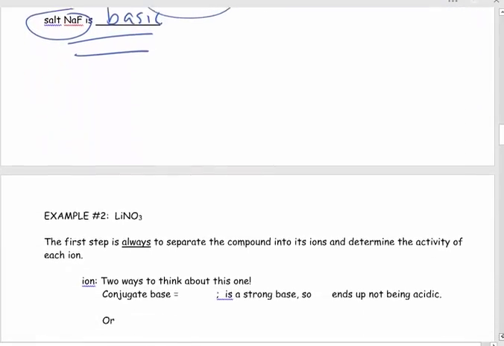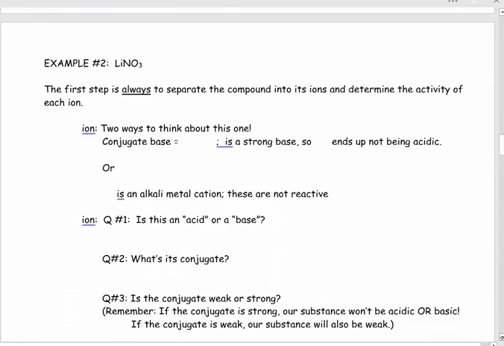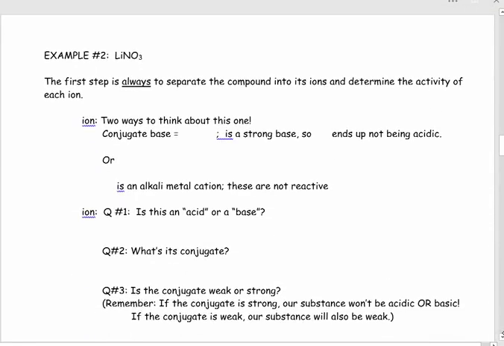So for the second example, we have lithium nitrate. So the first step, it says, is to separate the compounds into its ions. But first of all, we need to determine, is this ionic? Is it a salt?